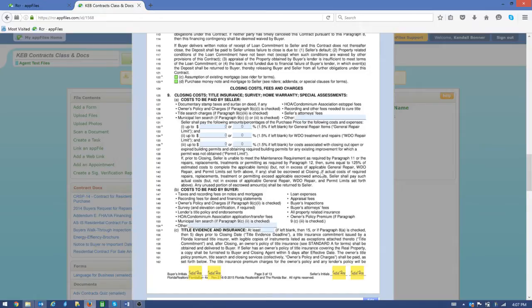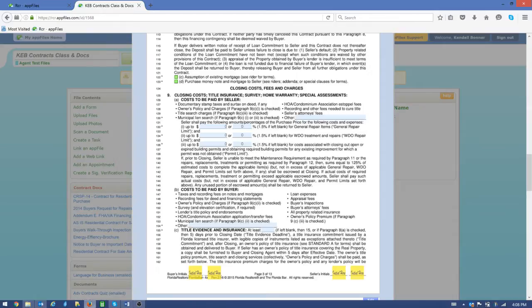But I don't know if a judge will actually acknowledge that, but they might, because it literally is what it says. So I don't know that a judge would overturn that. I have no idea. If actual costs of required repairs, replacements, treatment, permitting exceed the escrowed amounts, seller shall pay the actual cost, but again, not in excess of applicable limits above. So again, not more than what? 0.